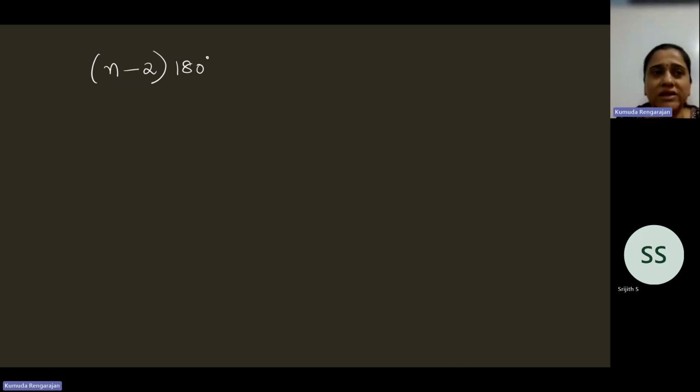Now how many sides does the polygon have in this formula, n minus 2 into 180? N sides. So how many angles? N sides means n angles. So this is the sum of all the angles. If it is a regular polygon, each interior angle will be n minus 2 into 180 divided by n.